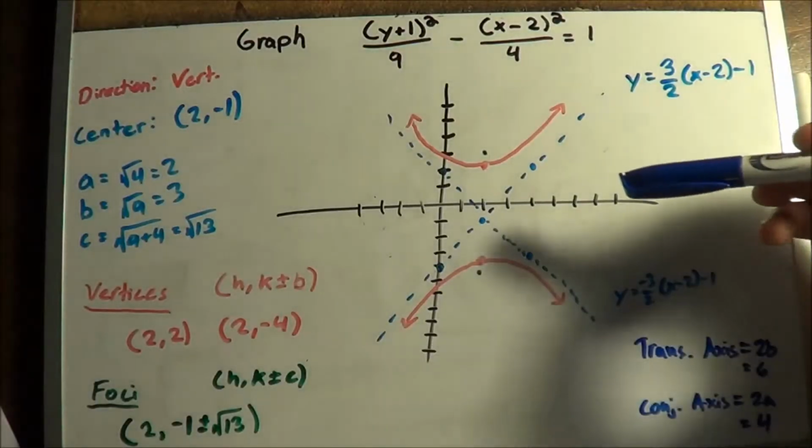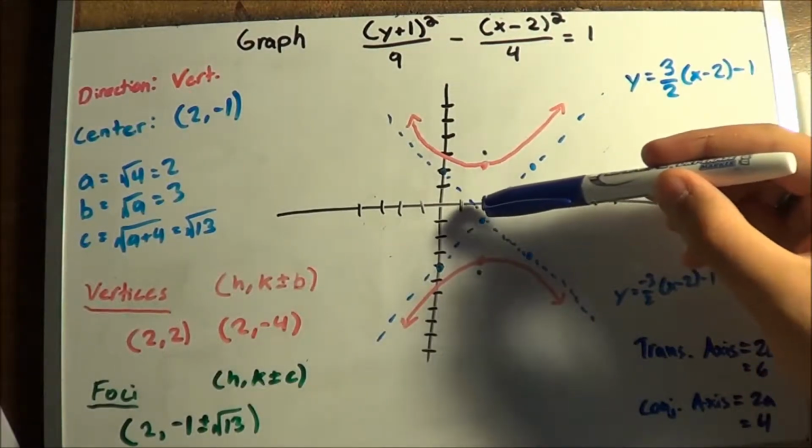If you ever get a question about axes, don't even worry about drawing it. Just remember that the transverse axis goes the same direction as a hyperbola, horizontal or vertical. That way you can just look at the equation and do 2 times a for horizontal or 2 times b for vertical. For when you do need to draw it, mark the center.